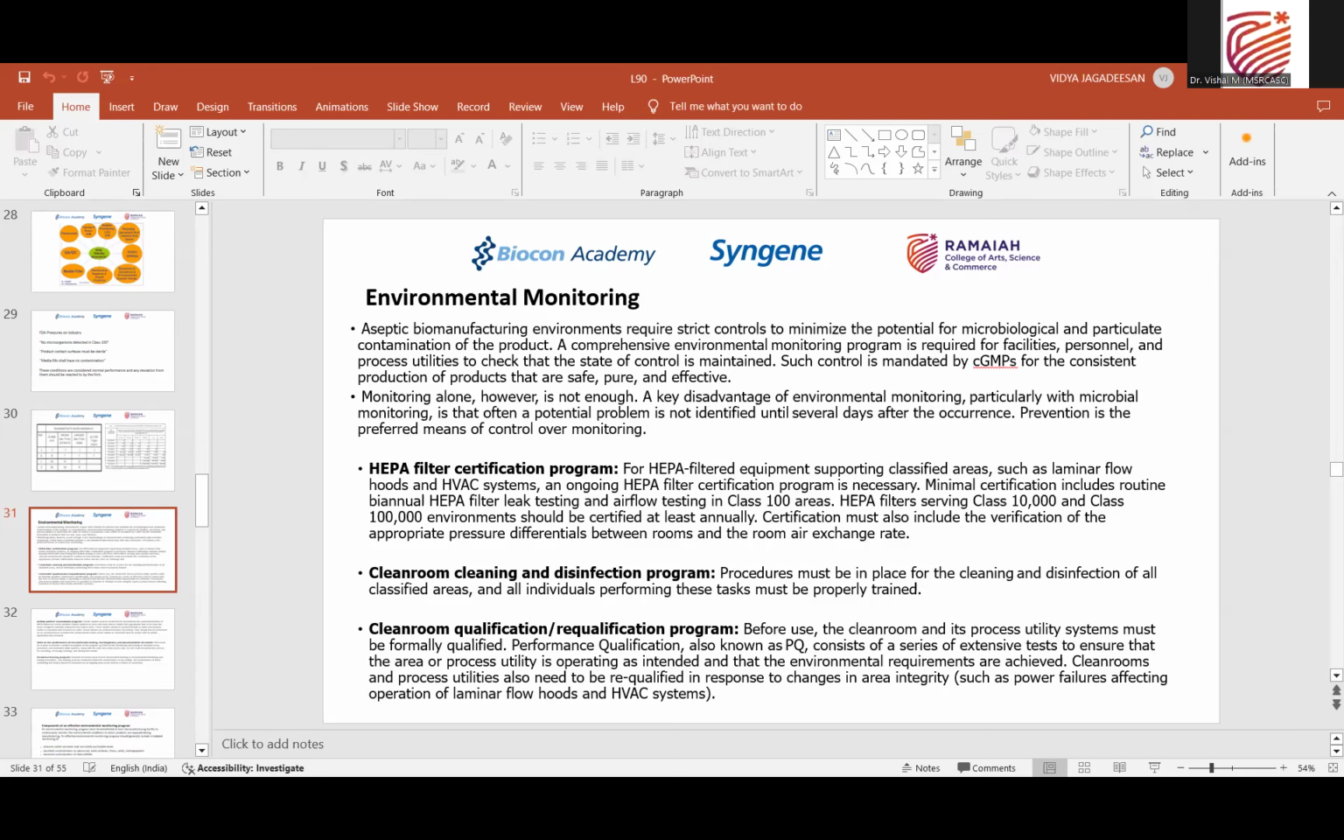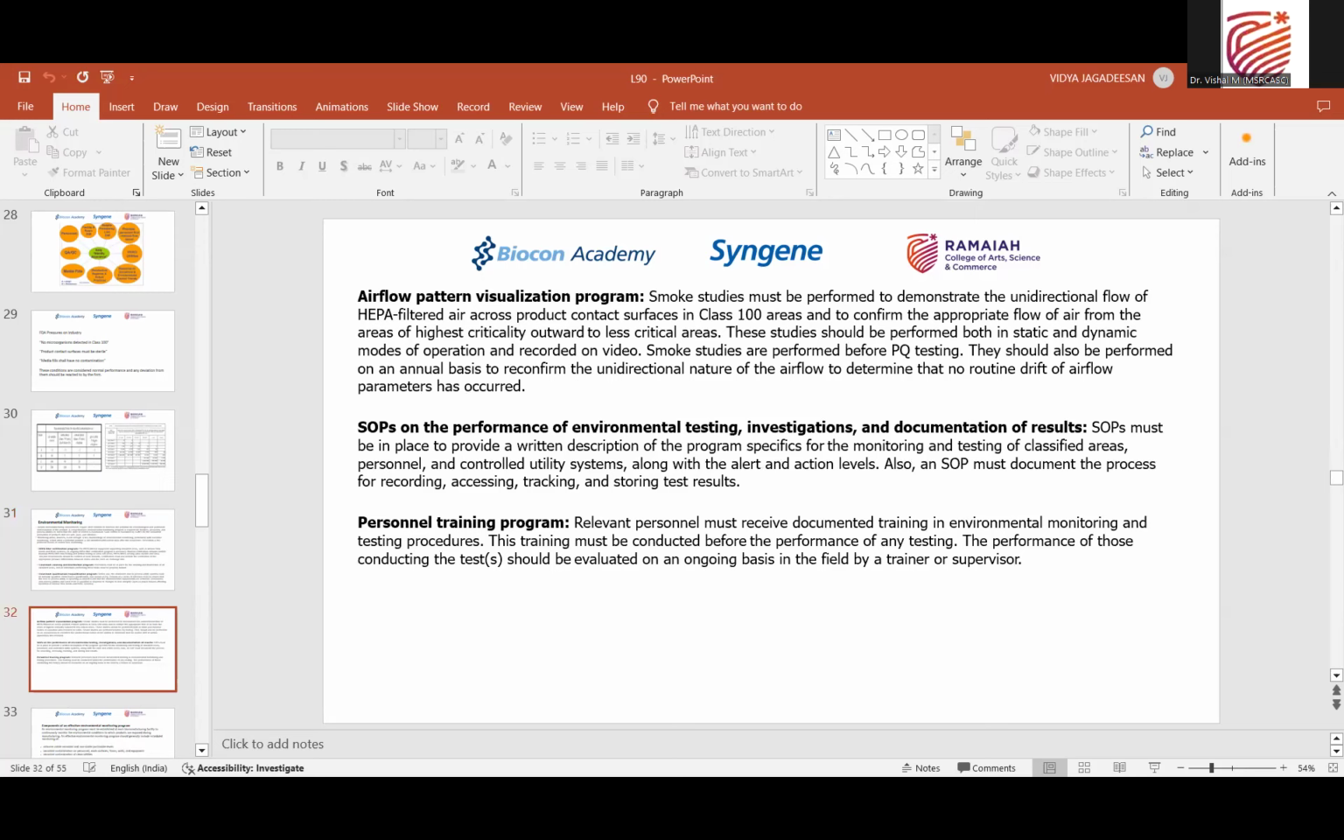And also, sometimes if there's a power outage, the HVAC system is not going to function. So in that case, how would I maintain the cleanliness of the room? Even if the power goes off for like 5 minutes, the room is still going to get contaminated. So how do I maintain the cleanliness of the room?